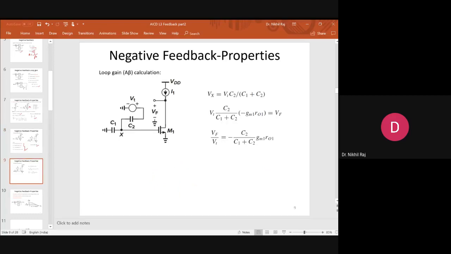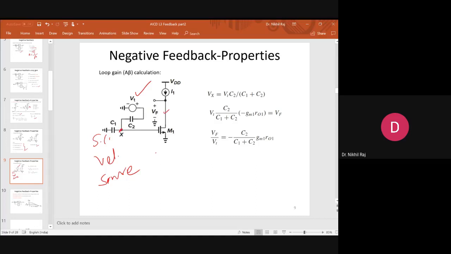And here the calculation is shown. The first step is you analyze which is the feedback element, then you short circuit. Here we have done short circuit because it was a voltage source at the input, and then we attach a test voltage, and then we take the ratio of Vf by Vt.